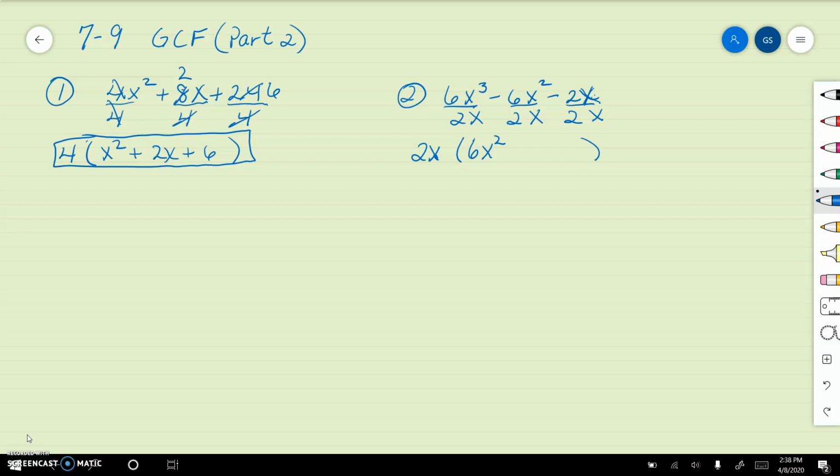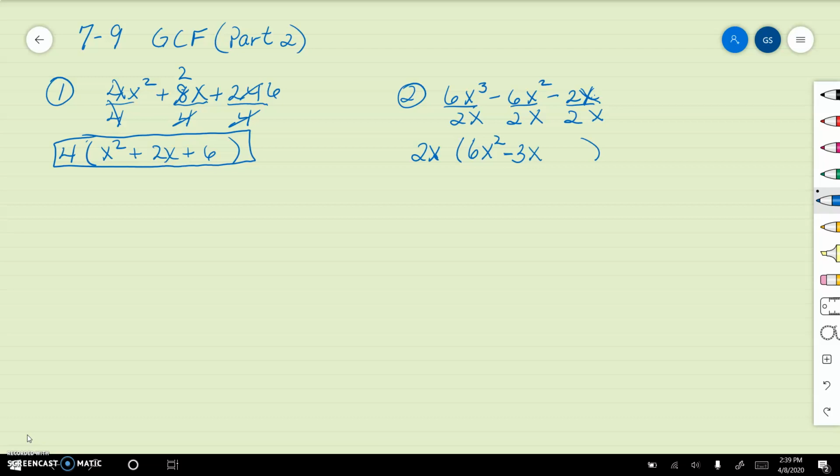Negative 6 divided by 2 is a negative 3. And the x squared divided by x, well, that brings this x squared down by 1. You take one of them out. So it would just be 3x. This is the part you have to be careful of.